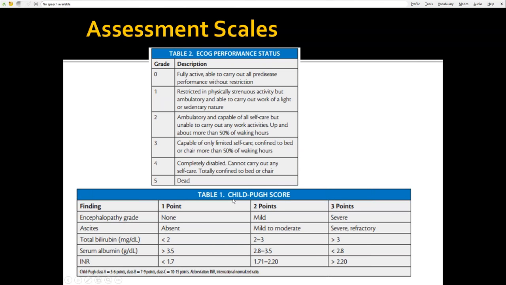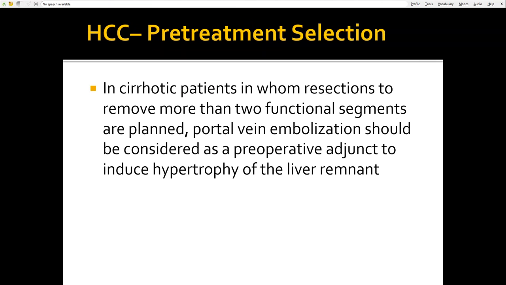Other things we use is this Child-Pugh score to get an idea of the overall extent of the patient and how they're doing, to put it into some sort of quantitative fashion. Again, for cirrhotic patients in whom resection is planned, but it's a large tumor and you need some functional reserve, you might consider portal vein embolization.